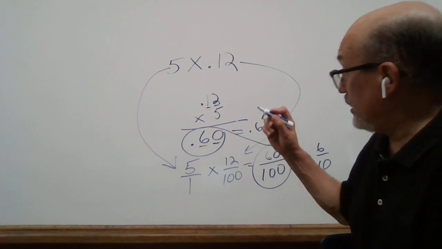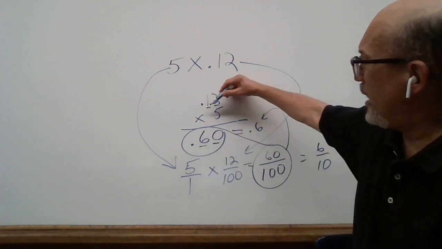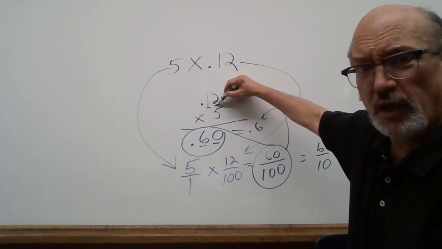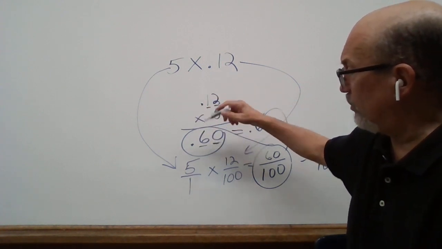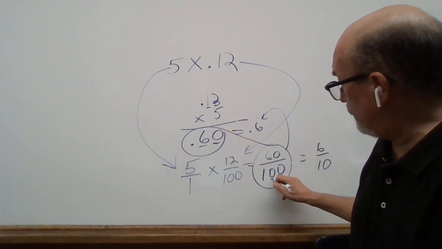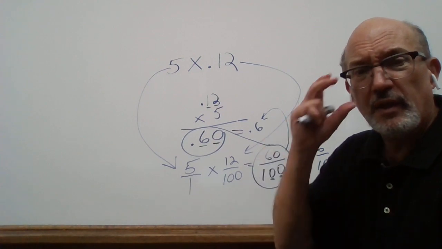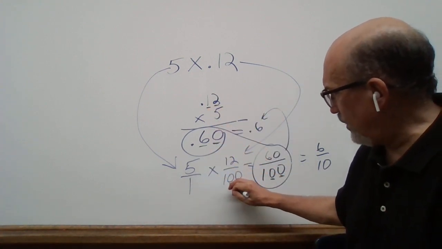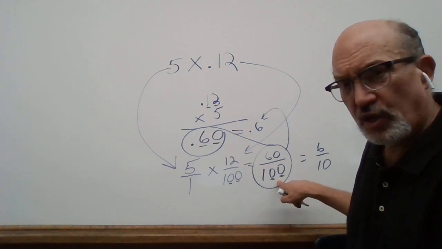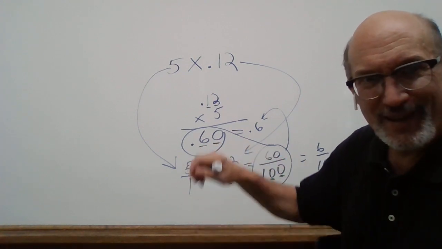And here's the big takeaway for the understanding. Why do we count 1, 2 here and then go 1, 2 to the right of the decimal point in the answer? Because of these 2 zeros in the denominator of the 60 over 100. We're really doing 5 times 1200ths. And you've got those 2 zeros in the denominator. That's why we have the 2 digits to the right of the decimal point in the answer.